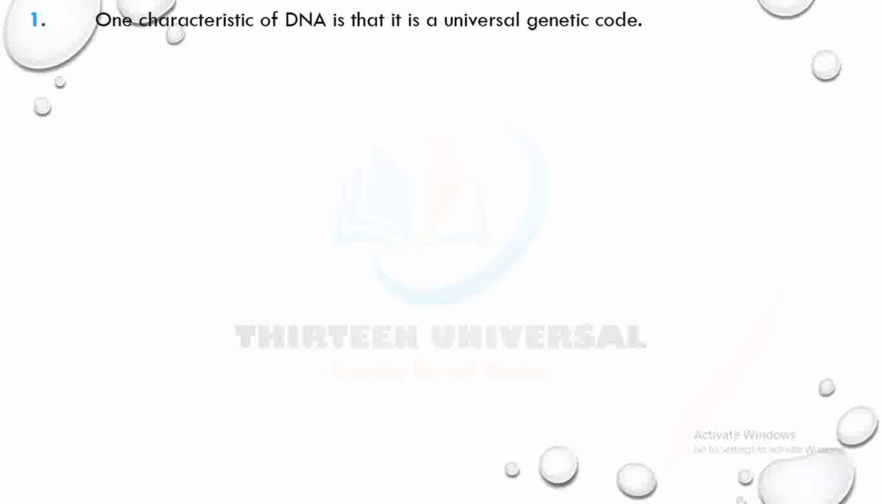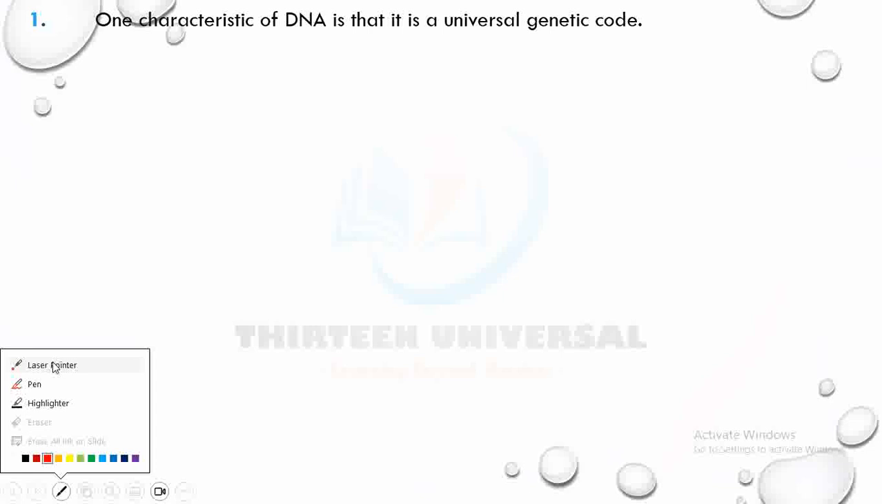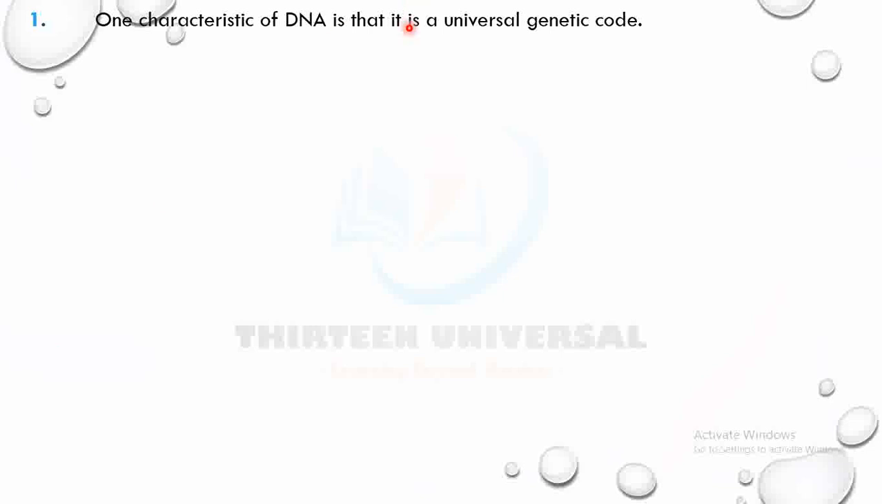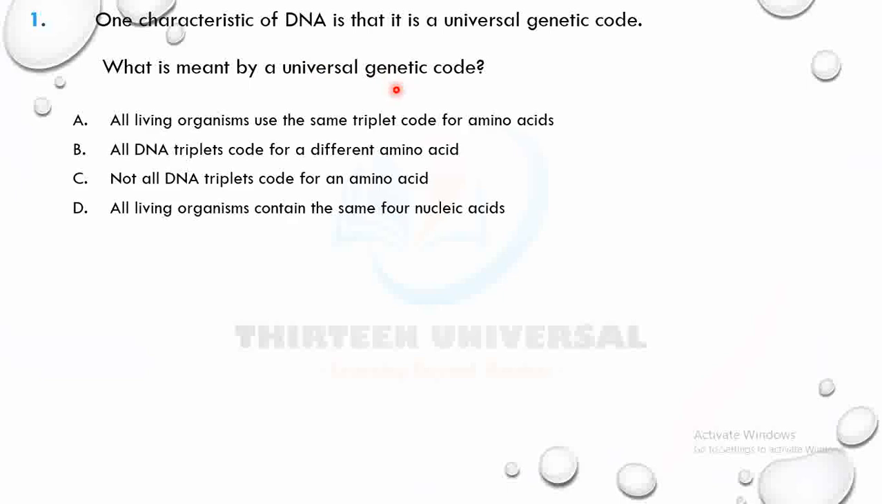Number 1 says one characteristic of DNA is that it is a universal genetic code. Now that is genetic code. So what is meant by universal genetic code? What does it mean? These are the options. I would like you to pause the video and try the question.